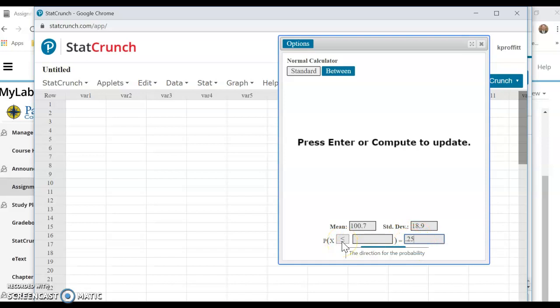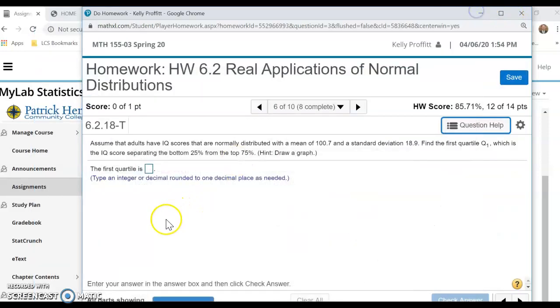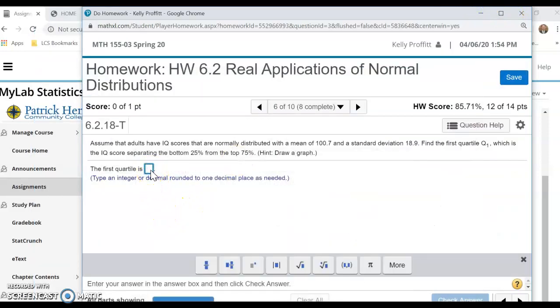Make sure you have the less than or equal to. Now, if you wanted to, you could switch it and say greater than or equal to, and you could put 75%. But most of the time when we think of quartiles, the first quartile is the 25th percentile. So 25% falls below. So this is basically what we're looking at here. This area is 0.25, and that score would be 87.952144. We'll go back and look and see they want 1 decimal place. So the first quartile would be 88.0.